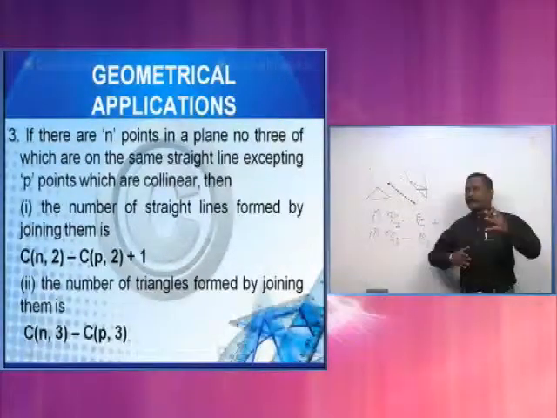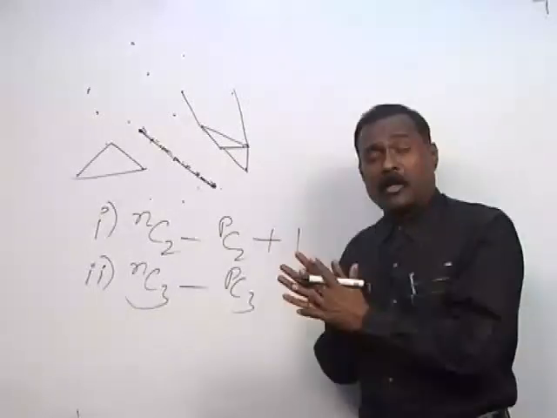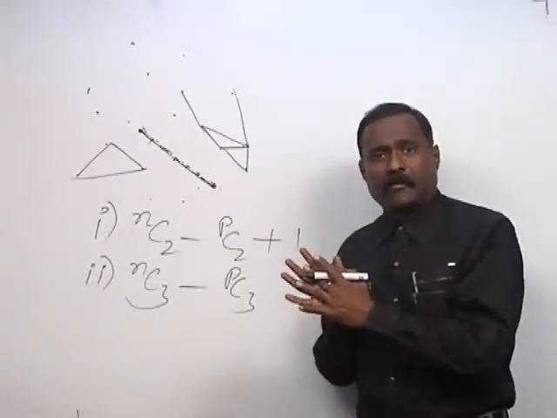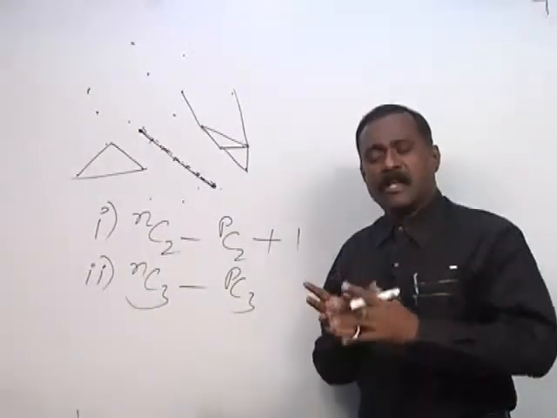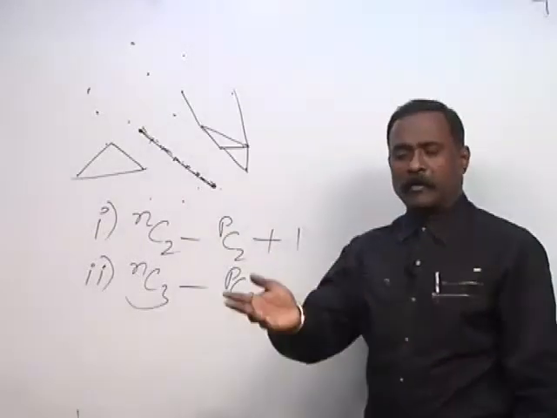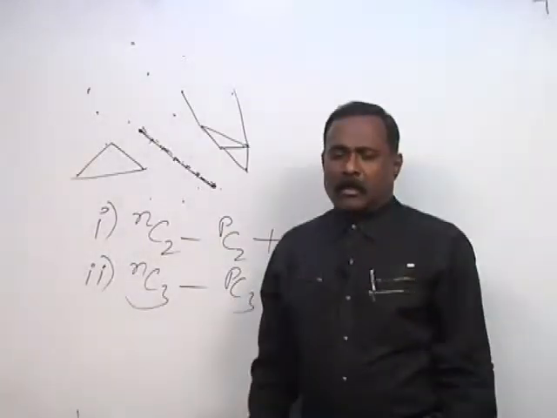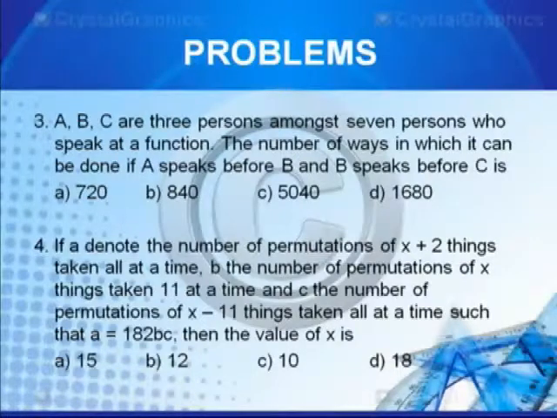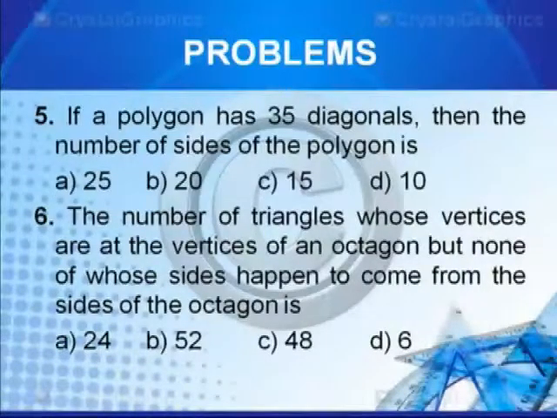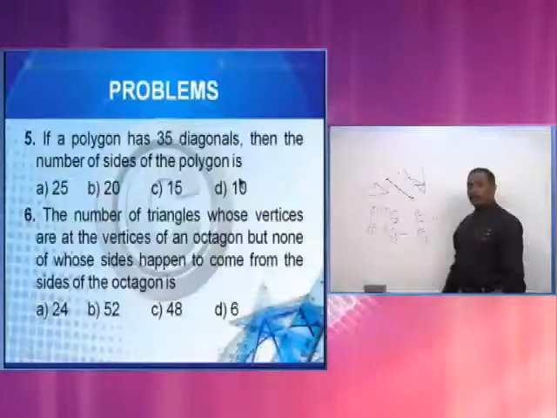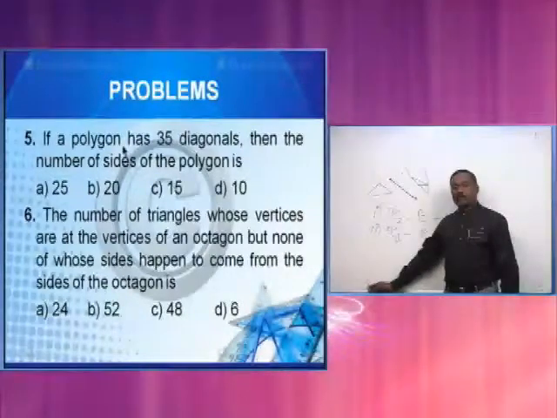Like this, you just think of applying the combinations for the geometrical applications. Let us work out a few more problems on that one. Go to the next slide. Now, if you see the problem on the PPT, please. If a polygon has 35 diagonals, then the number of sides of the polygon is? Can you try that one? Please try that one.